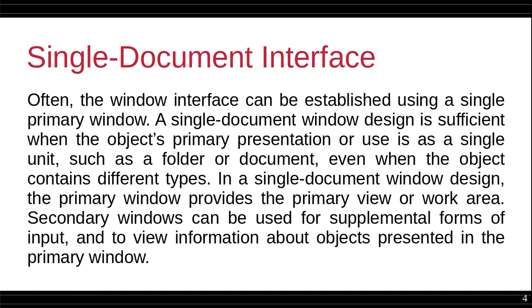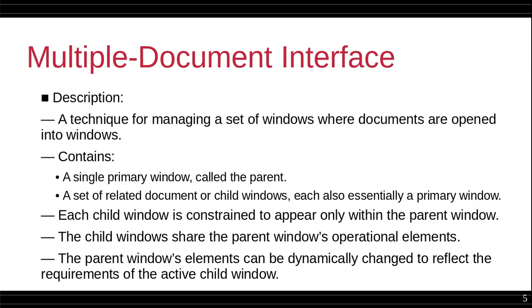A single document window design is sufficient when the object's primary presentation or use is as a single unit such as a folder or document. Even when the object contains different types, in a single document window design, the primary window provides the primary view or work area. Secondary windows can be used for supplemental forms of input and to view information about objects presented in the primary window. Now let's discuss multiple document interface.